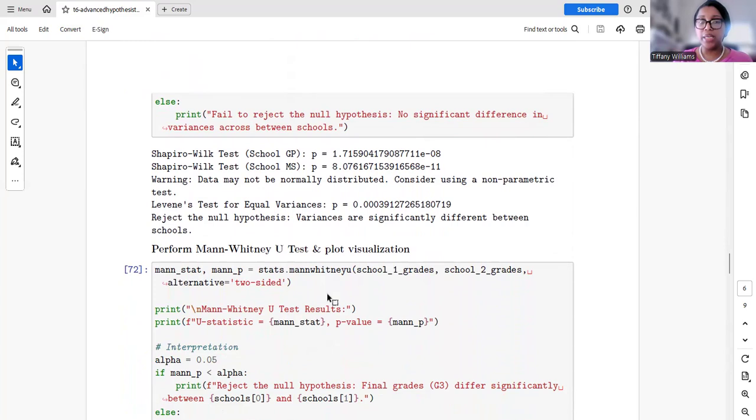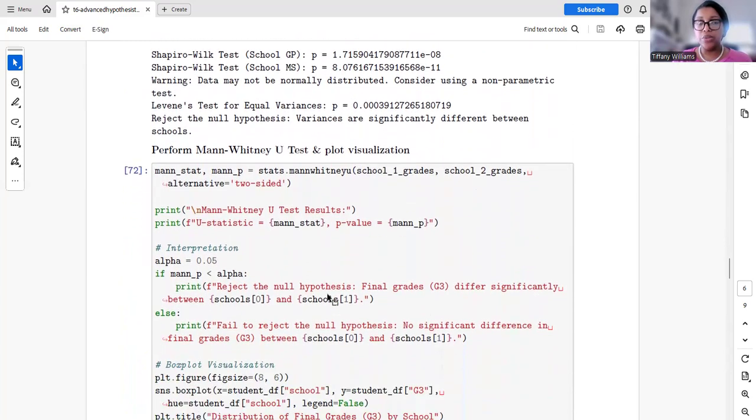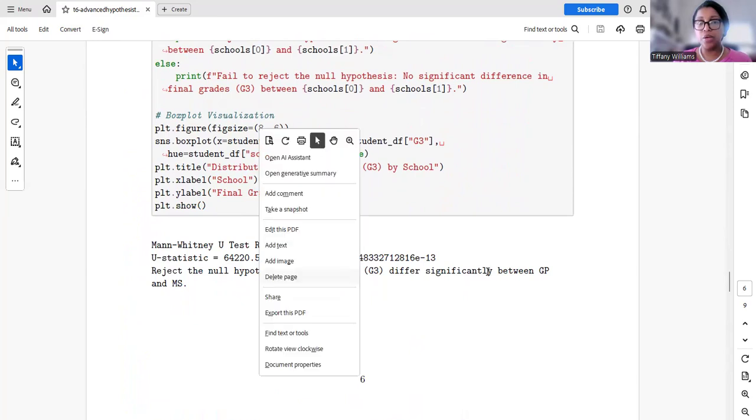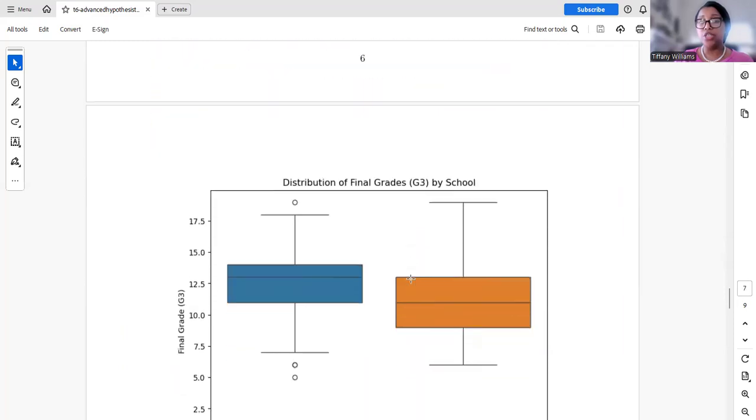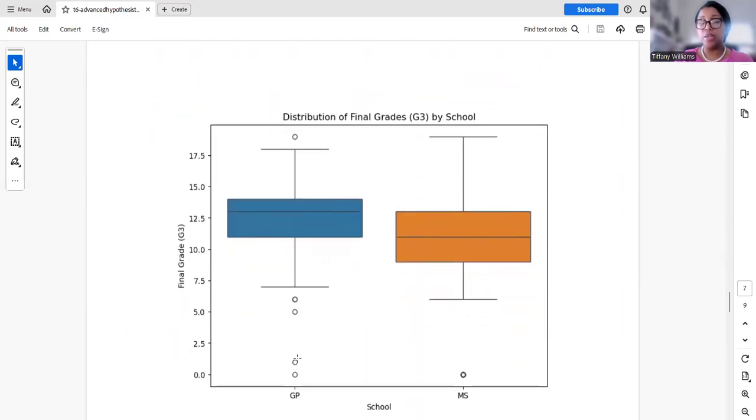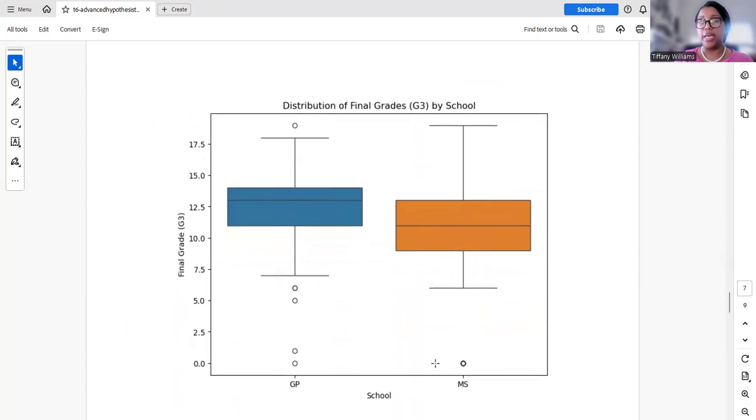So as we use the Mann-Whitney test and plot the visualization, what we'll see using it as a tool is the p-value is less than the significance level, which means that the final grades differ significantly between the two schools. As we look at the distribution of the final grades by school, we see here that they are different. The median of GP is higher than the median of MS. GP has multiple outliers both above and below, and MS has a wider range, and it also has an outlier on the lower end as well.